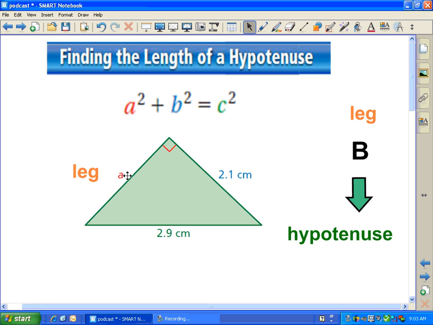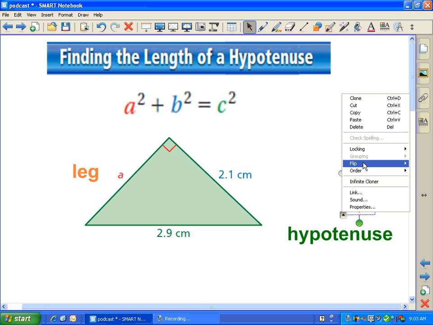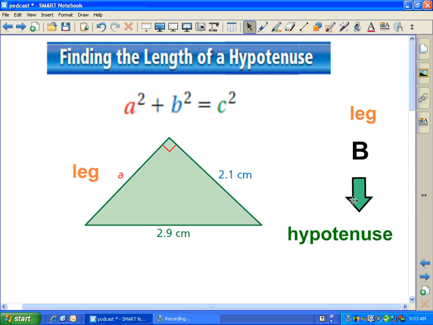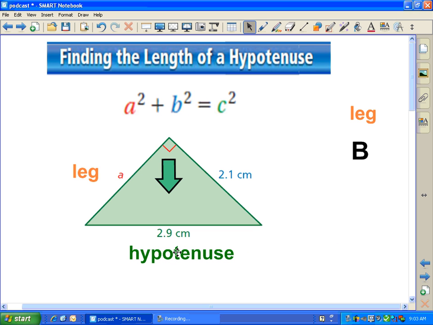There we go. This is a leg. By definition, the hypotenuse is going to be across, diagonal from your right angle. This is the longest side in the triangle, so 2.9 centimeters is my hypotenuse.